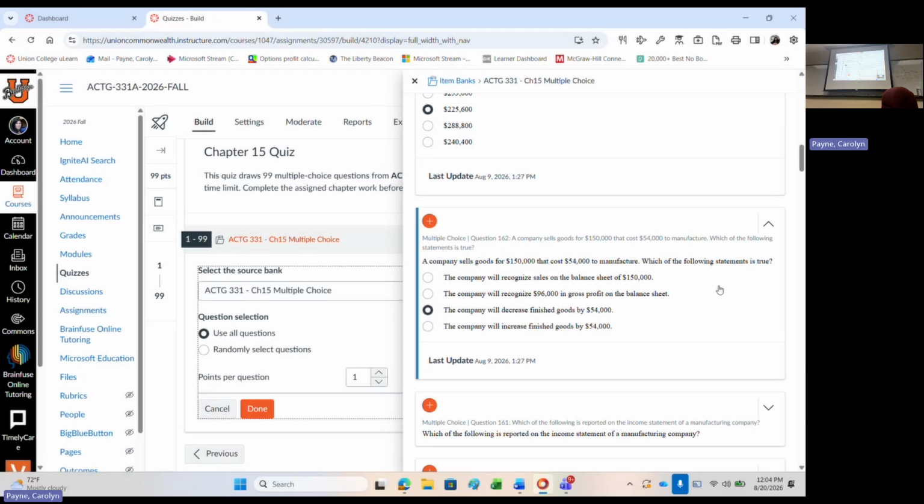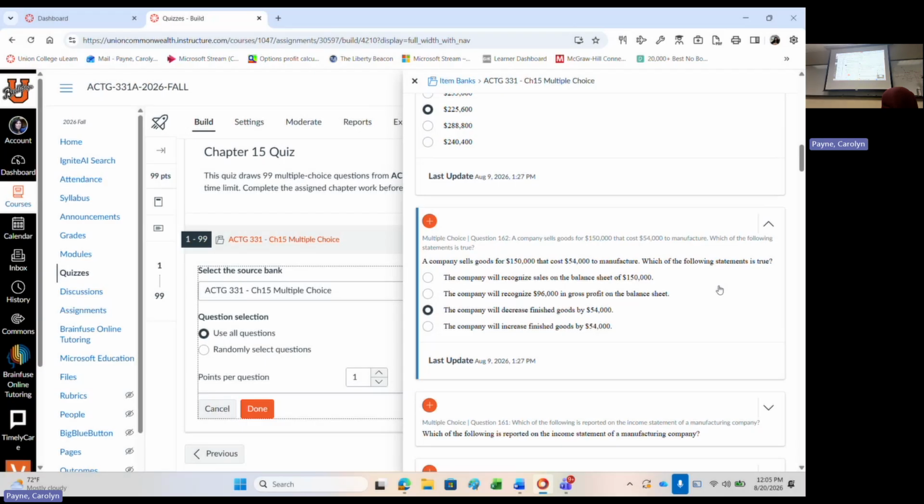No, so you sold goods for $150,000. That's your sales price. Those goods cost you $54,000. That was the cost of goods sold. So your gross profit is $96,000 on that sale. But because we're learning the flow of cost in manufacturing, they're talking about the journal entry to move the cost from finished goods to cost of goods sold. What's the journal entry to move it?